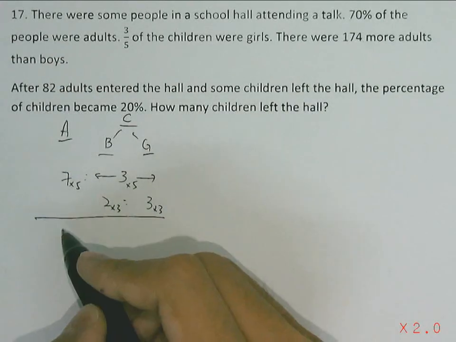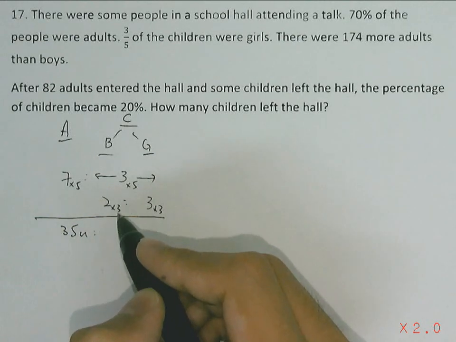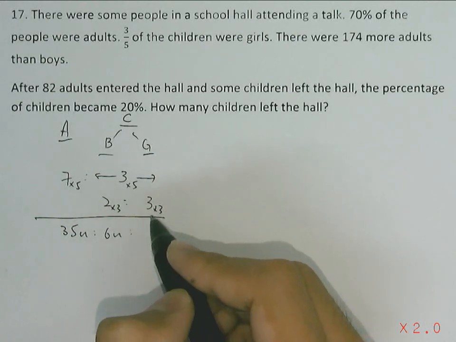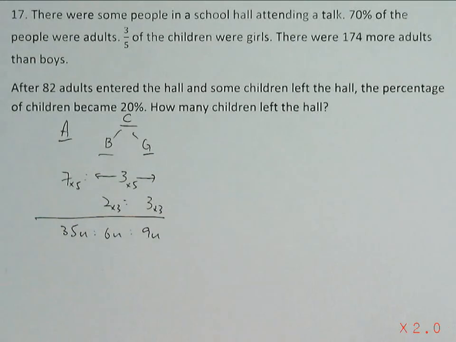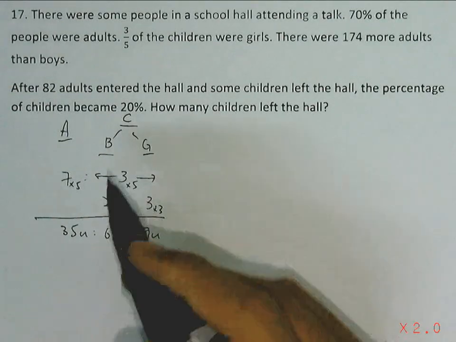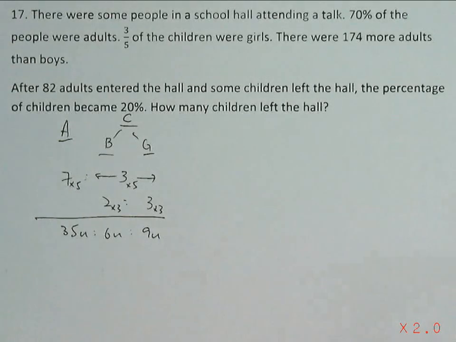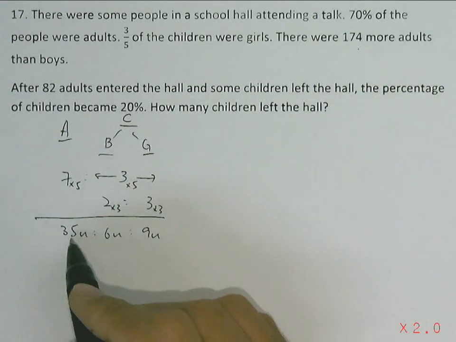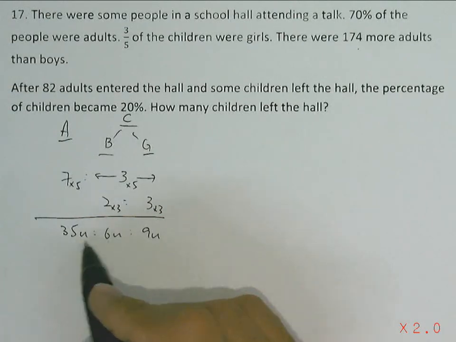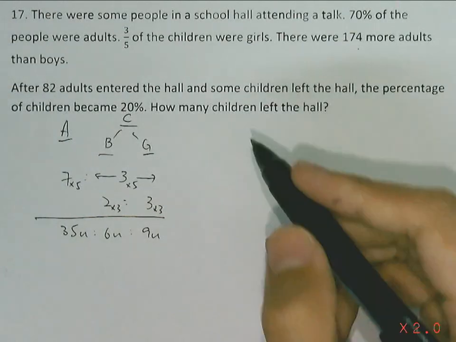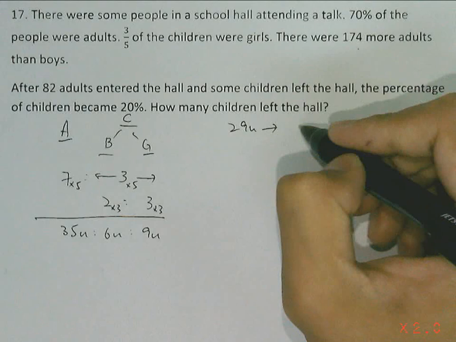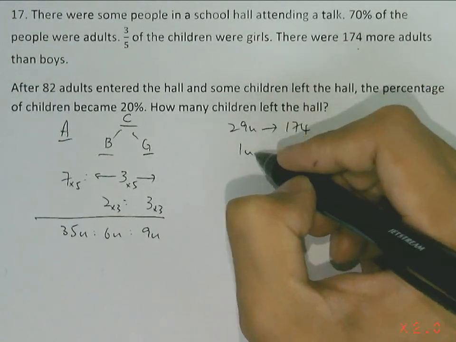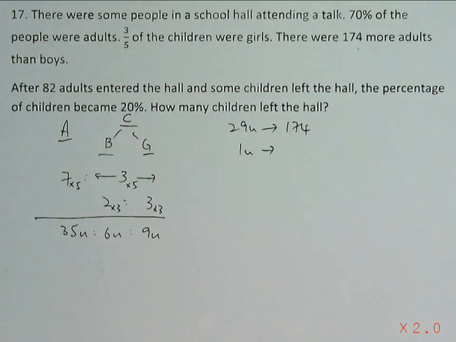So 7 times 5 gives us 35 units, while 2 times 3 gives us 6 units, and 3 times 3 gives us 9 units. Alright, so now we have the overall ratio of adults to the boys to the girls. And we know that there were 174 more adults than boys. So this difference between adults and boys, the difference between 35 units and 6 units, that will be 29 units, which is 174. So 1 unit will be 174 divided by 29, which will give us 6.